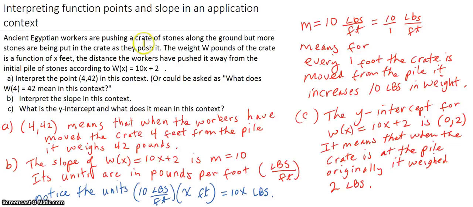Interpreting function points and slope in an application context. So here's the story. Ancient Egyptian workers are pushing a crate of stones along the ground. So they're like this, and they're leaning on this crate and it has stones in it.